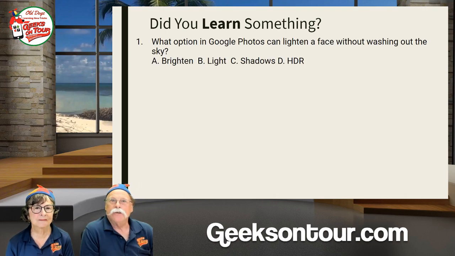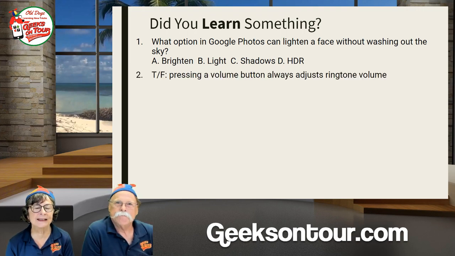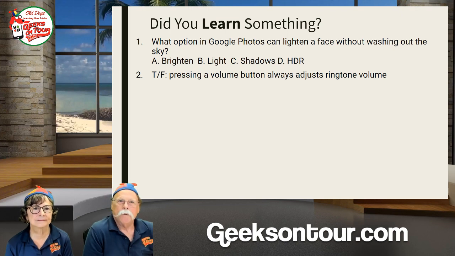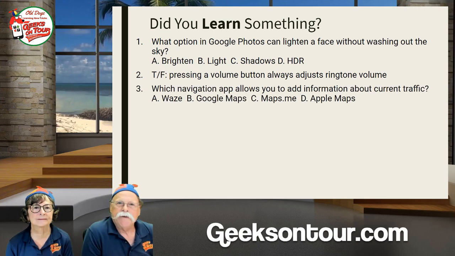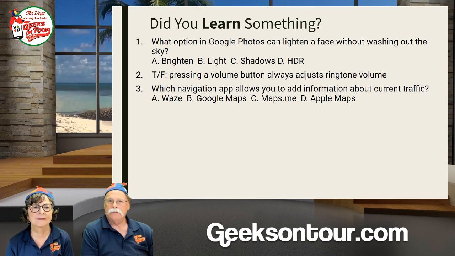What option in Google Photos can lighten a face without washing out the sky? A, brighten, B, light, C, shadows, or D, HDR? C, shadows, and it's underneath the light setting. True or false? Pressing a volume button always adjusts ringtone volume. False. Depends on your settings. Which navigation app allows you to add information about current traffic? Waze, Google Maps, Maps.me, or Apple Maps? A, Waze, and a little bit with Google Maps now.